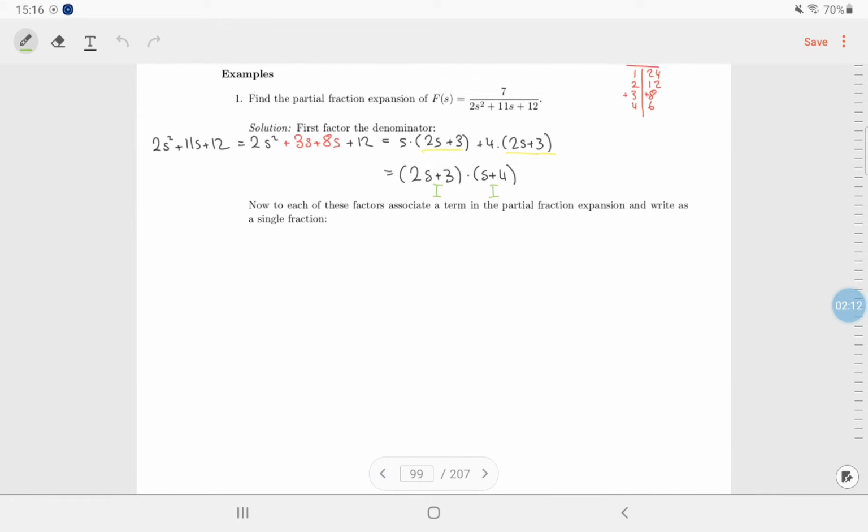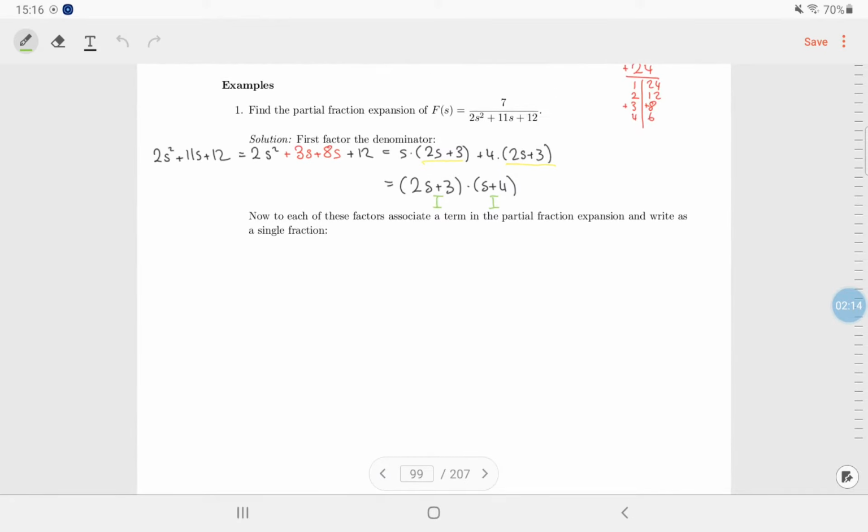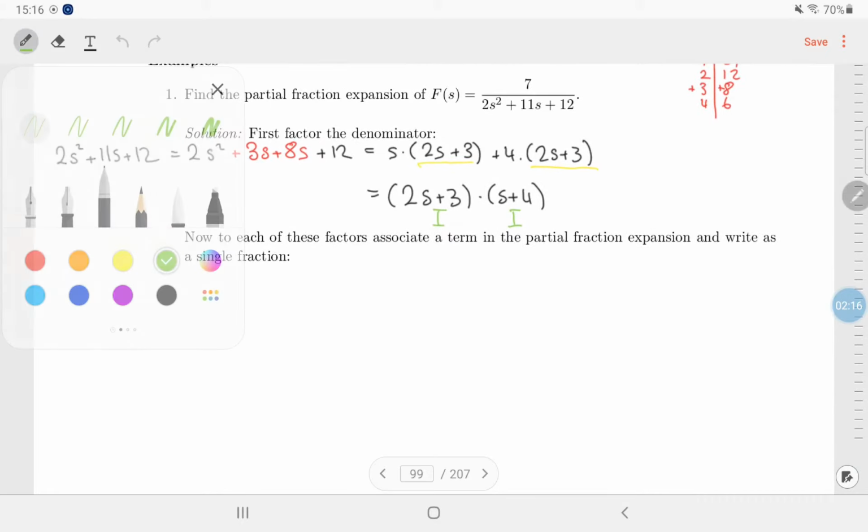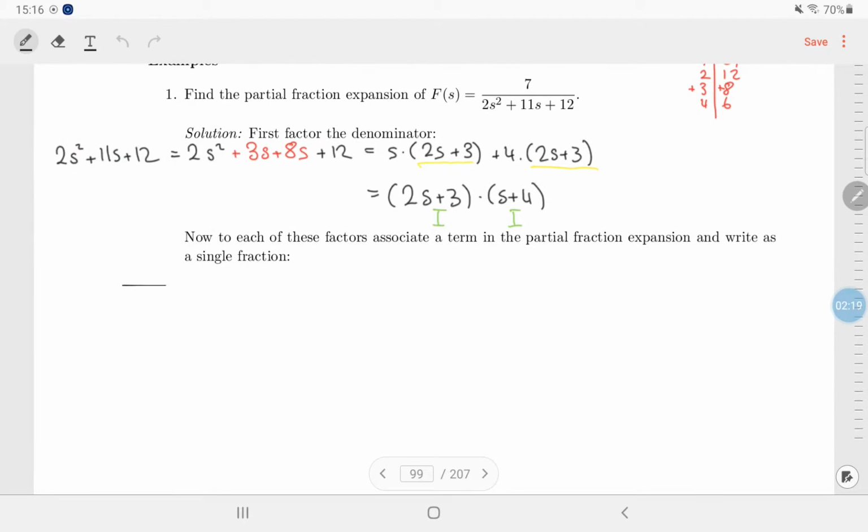Okay, I'm going to have loads of space here. That's okay. So take the original f of s, which is 7, but write it not over the 2s squared plus 11s plus 12, but the 2s plus 3 times s plus 4. Now the rule 1, you've got two factors, says you're going to have something over 2s plus 3 plus something over s plus 4. And these somethings are constants, a and b, which we have to find.